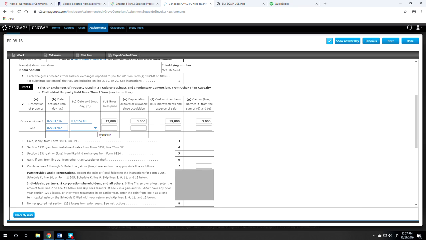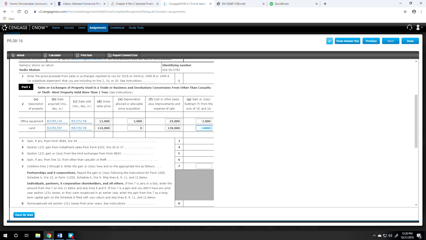The land we bought on February 1st. We sold it on April 19th. It was sold for $124,000. Land is never depreciated. We bought it for $138,000. So we have another loss. We don't have to worry about book value or depreciation because land is not depreciable. So we have a loss of $14,000.